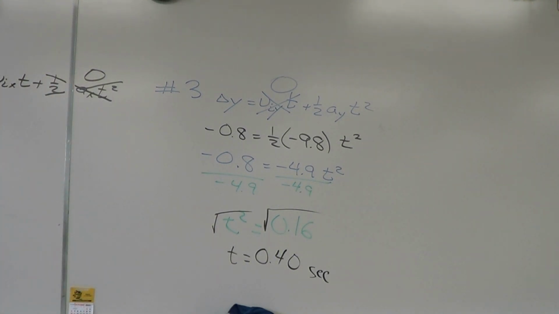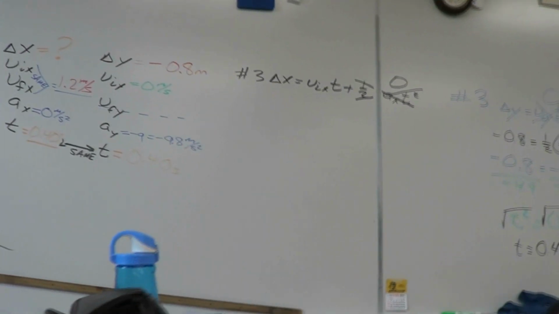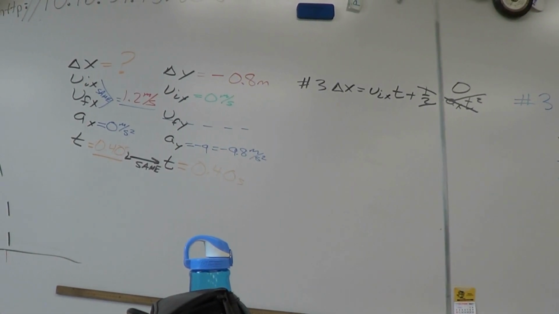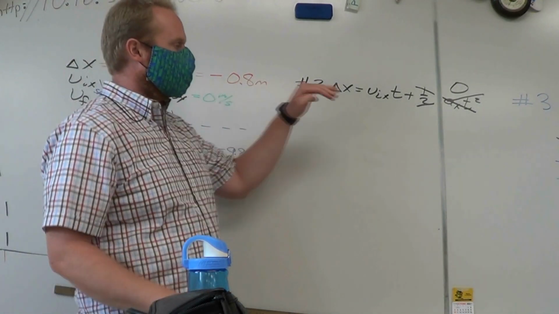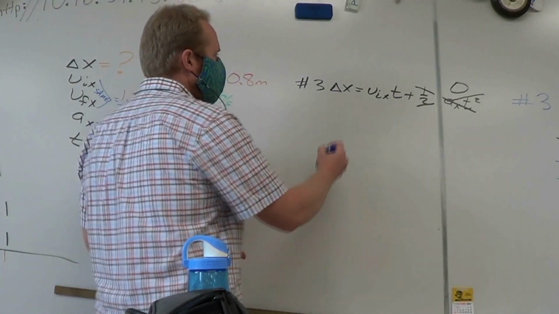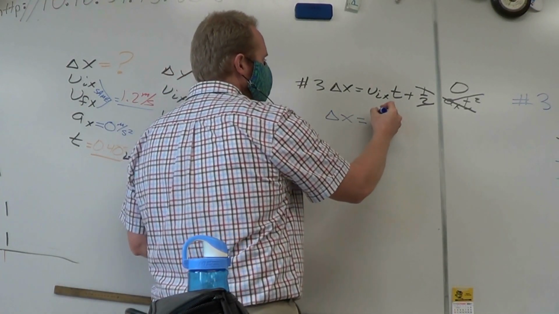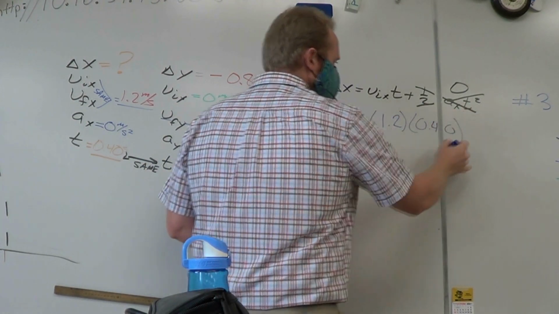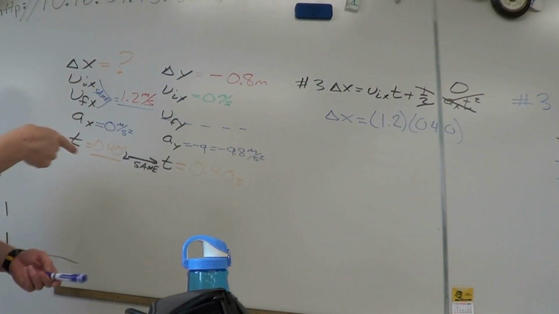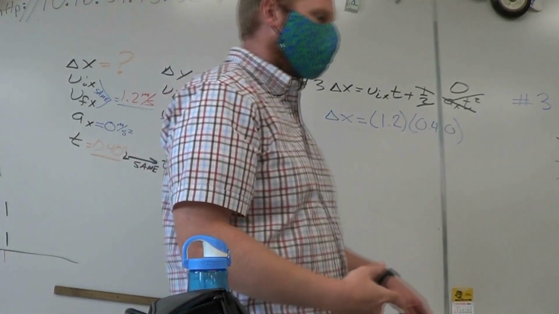So again, now I know my times in both the x and the y direction. And because I know my times in both the x and the y of 0.4 seconds, I can now use that number to solve for the question that's actually asked of how far from the edge did it land. Now, again, me being lazy, I'm only writing 0.4.